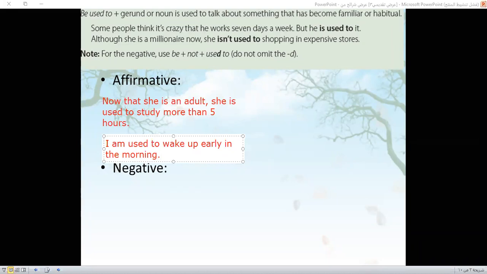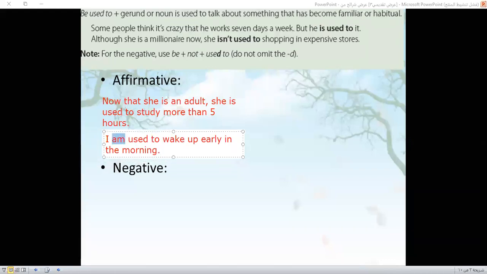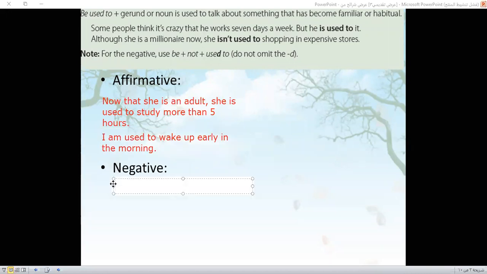Can you see just verb to be makes the whole meaning different? If she said, I used to wake up early in the morning, it means that now she doesn't. She's not used to waking up early. It's only in the past. But by only adding am, which is a verb to be in the present time, it means that now she is used to waking up early in the morning. Now, can someone give me the same form but in the negative? Something in the present time you're not used to doing.